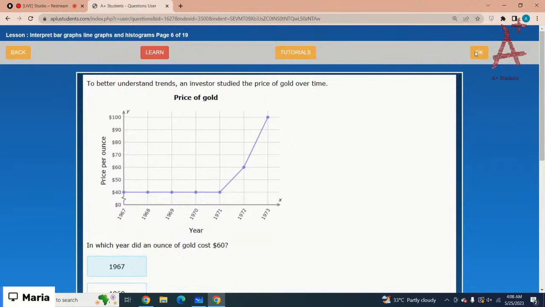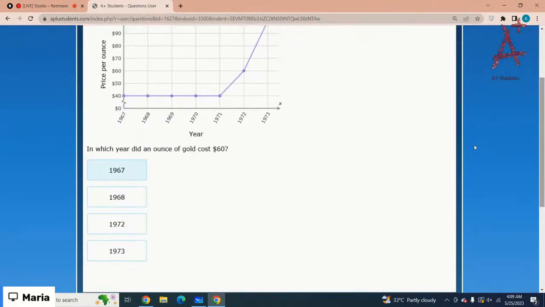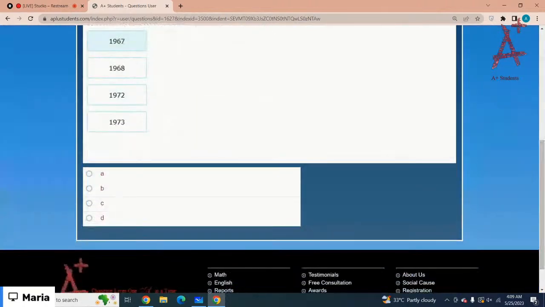You have to see in which year did an ounce of gold cost $60? So just see 60 and match it. Here you have 60, the price per ounce. Just look at the point and match it to the x-axis. It would be 1972. So the correct option is 1972.